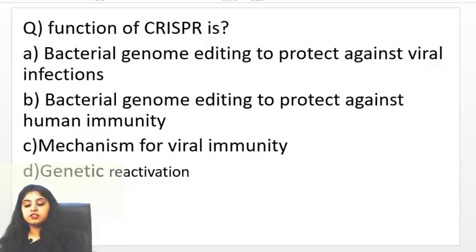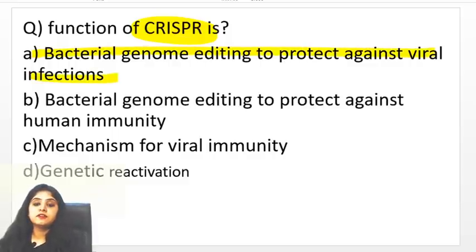Okay, the pretty much expected question, the most recent one, CRISPR technology. What is the function of CRISPR? Bacterial genome editing to protect against viral infections, bacterial genome editing to protect against human immunity, mechanism for viral immunity, or genetic reactivation. Remember, this is bacterial genome editing to protect against viral infections.